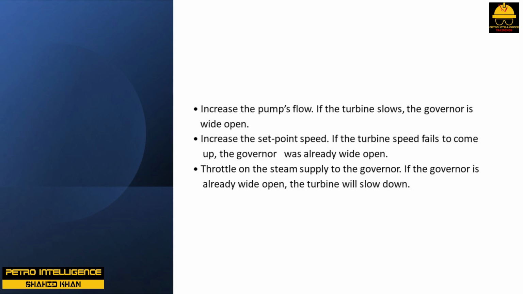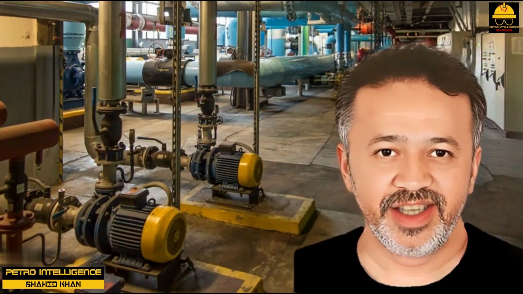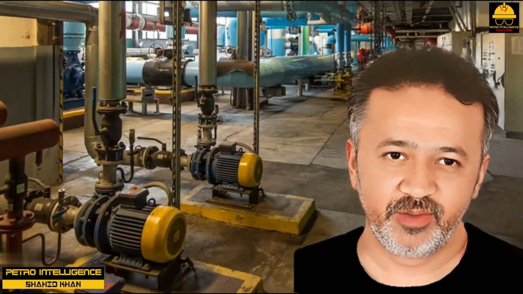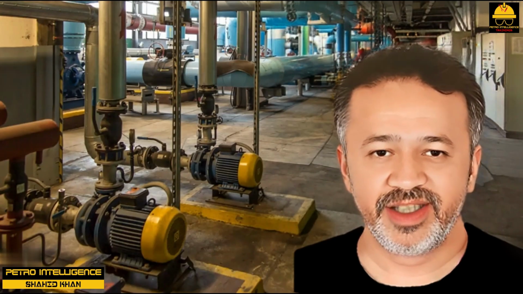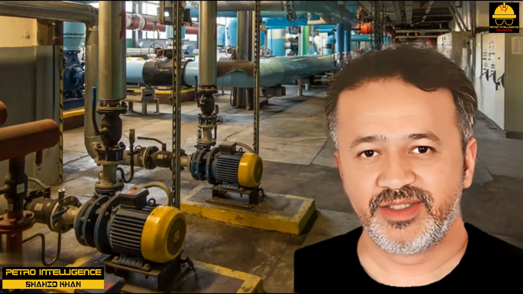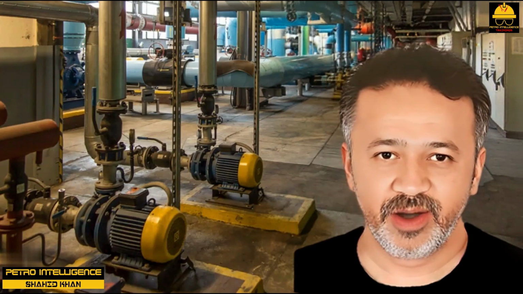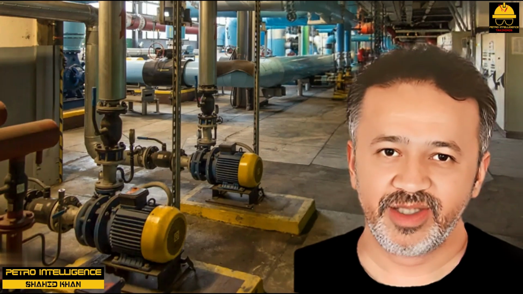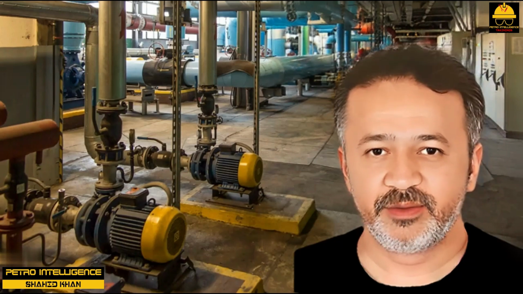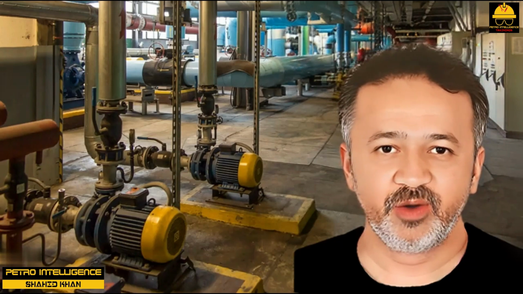Increase the set point speed. If the turbine speed fails to come up, the governor was already wide open. Throttle on the steam supply to the governor. If the governor is already wide open, the turbine will slow down. Even if the governor steam inlet control valve is 100% open, it may still be possible to increase the supply of motive steam into the turbine. The position of the governor when it is wide open can often be reset to admit more steam flow.